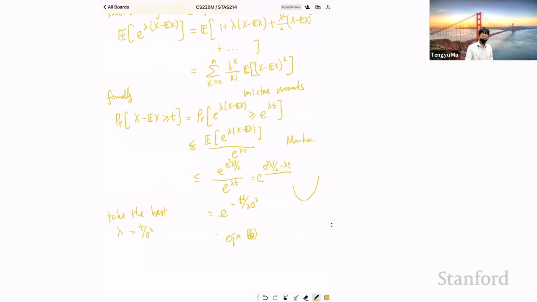So basically you use the definition of sub-Gaussianity and you get this tail bound for this random variable. And also you can get the other side, right? Here you only know that x is not too much bigger than ex plus t. You can also get the other side.